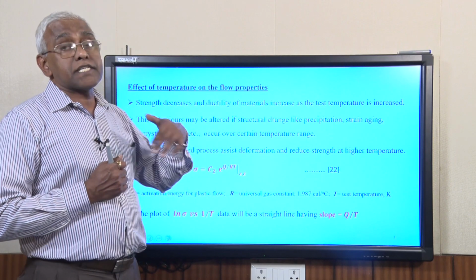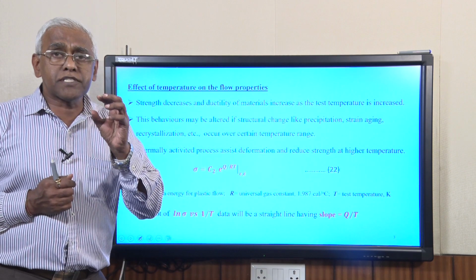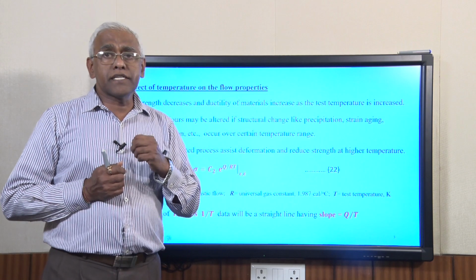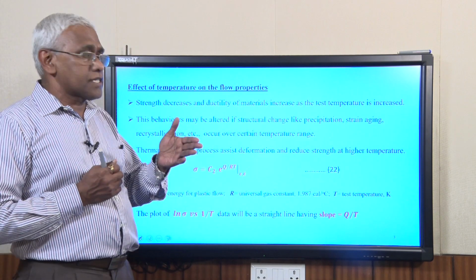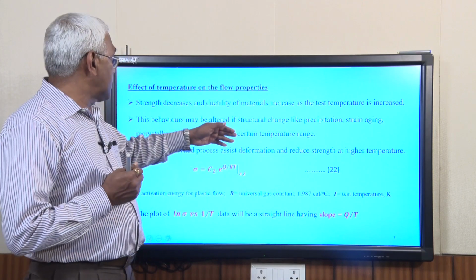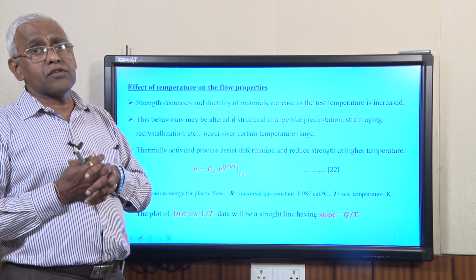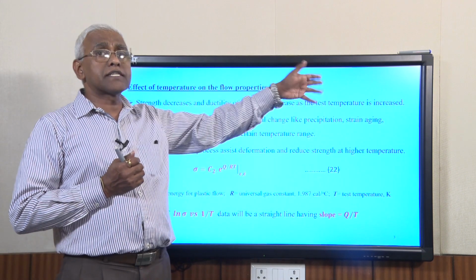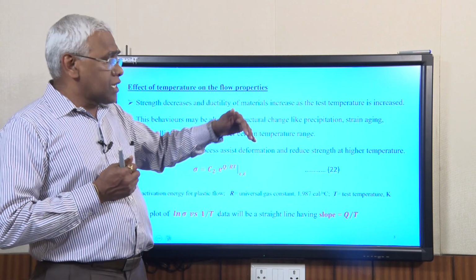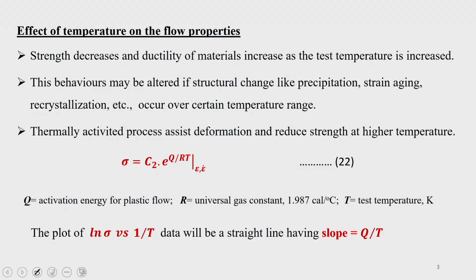Like precipitation phenomena, in a precipitation hardenable alloy, if very fine precipitates are nucleating and growing from a supersaturated matrix, then this behavior may change. Sometimes instead of decreasing, the strength may end up increasing. The same with strain aging: if it is done at a slow rate, sometimes the yield strength may come back. Or recrystallization may be taking place.